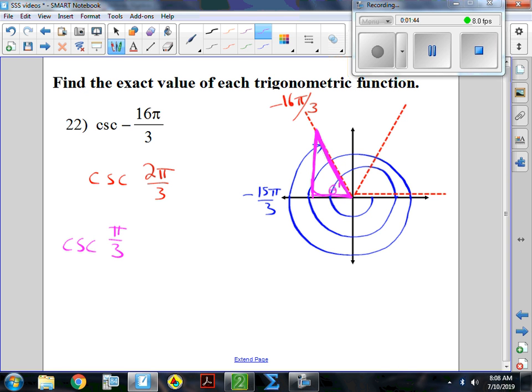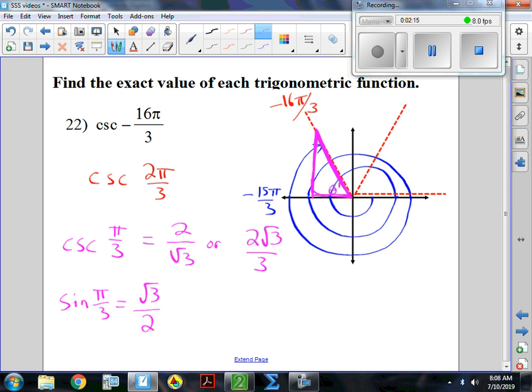And to do that, I'm going to look at what is the sine of pi over 3. Sine of pi over 3 is the sine of a 60-degree angle. That's equal to root 3 over 2. That means cosecant of pi over 3 would be the reciprocal, which would be 2 divided by root 3. Or, if you want to rationalize your denominator, that's the same thing as 2 square root of 3 over 3. And then we consider whether it's positive or negative.